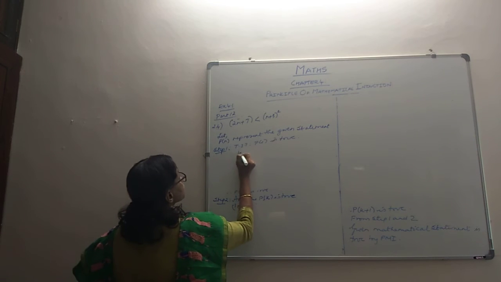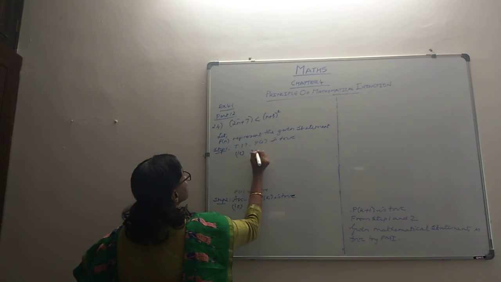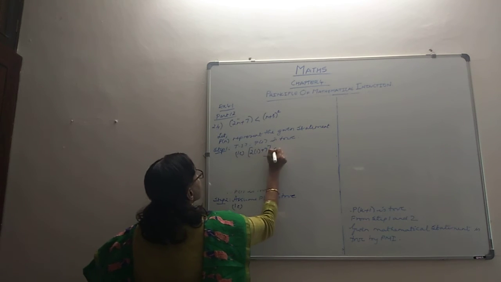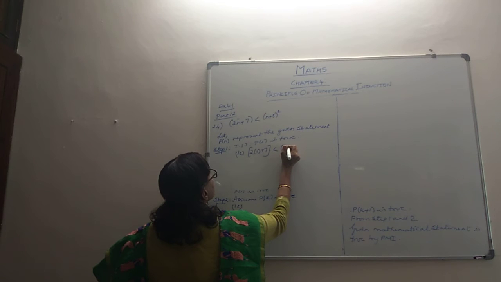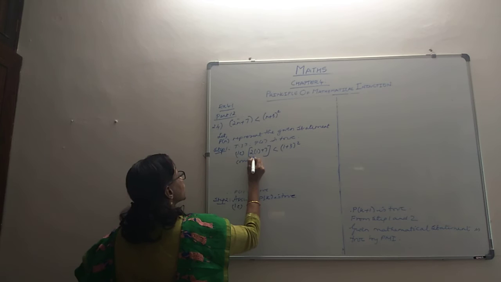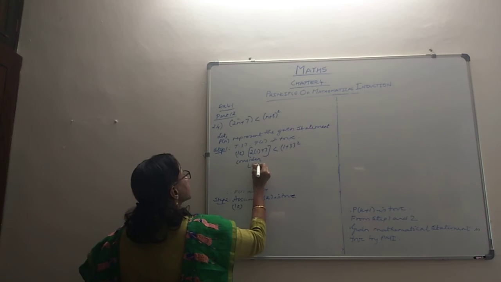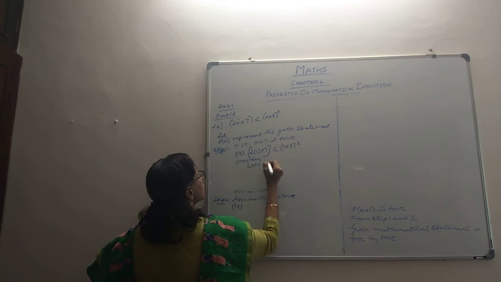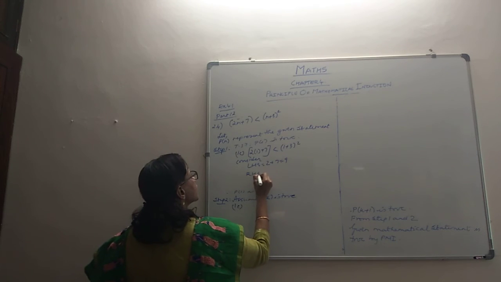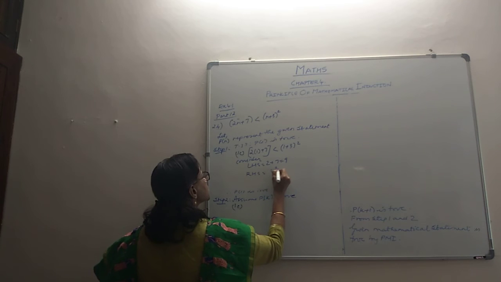To show that P(1) is true, that means what do you have to show? In essence, you have to show 2 into 1 plus 7 is less than (1 plus 3) the whole squared. Let's consider the left hand side and see what happens. The left hand side comes to 2 into 1, which is 2, plus 7, which is 9. And let's look at the RHS. The RHS says 1 plus 3, 4 squared, which is 16.